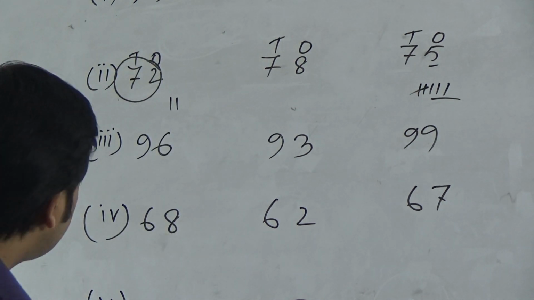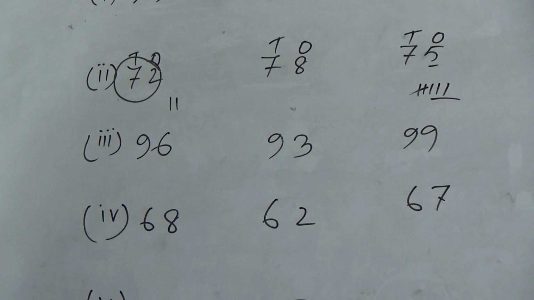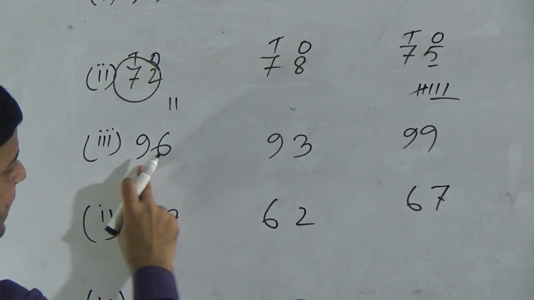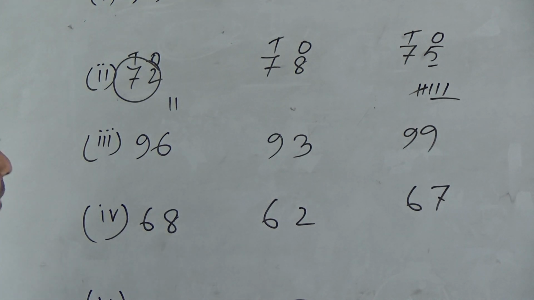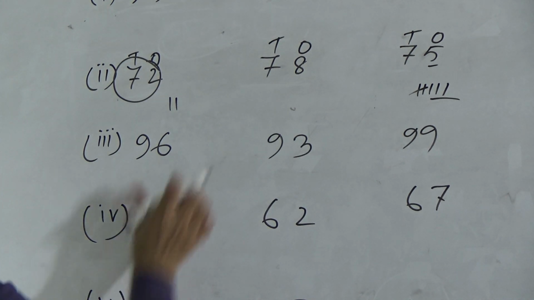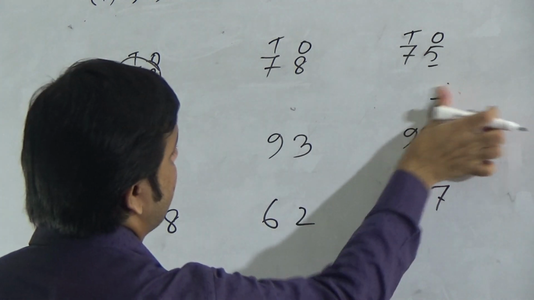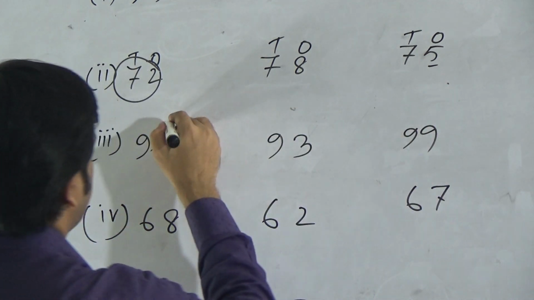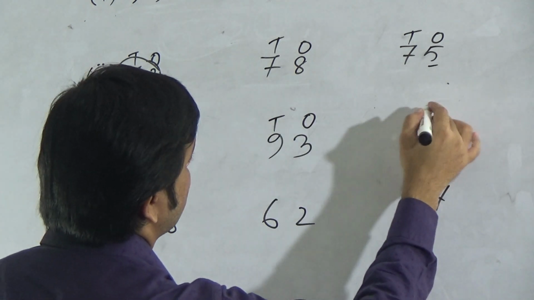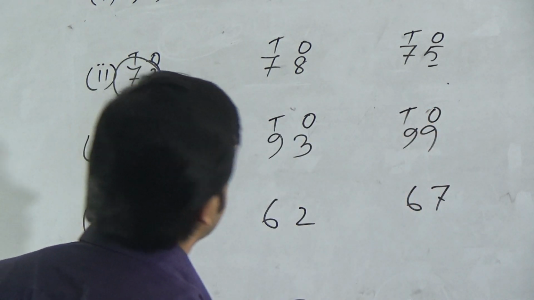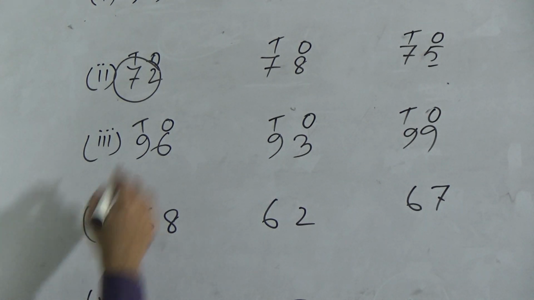Dear students, now go to the next question, question 3. 96, 93 and 99. We have to compare these 3 numbers and find out the smallest one. To compare these 3, we have to at first write ones, tens, ones, tens, ones, tens.